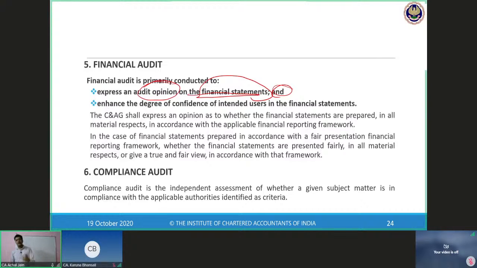Other than that, there is another audit which is called compliance audit. Let's try to understand about it. Now, what is this? Because this is something different. This is not about audit of the financial statements. So let's understand this. It's an independent assessment of whether a given subject matter is in compliance with applicable authorities identified as criteria.